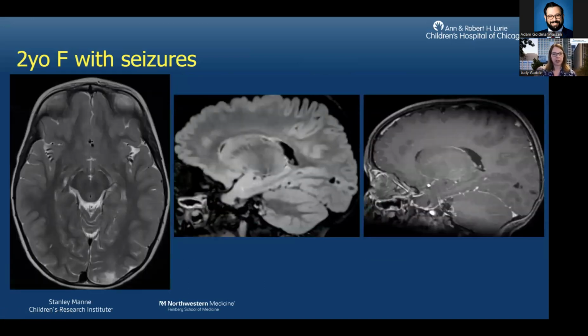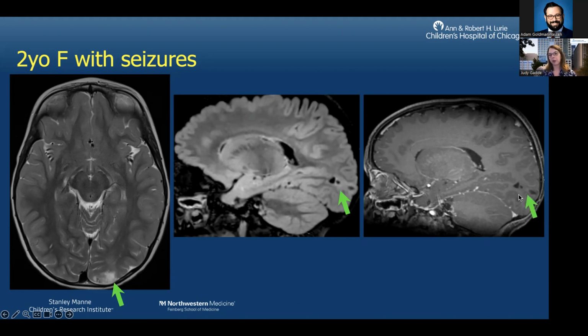And then this is another case. This was a 2-year-old female who presented with seizures. And here we can see this T2 hyperintensity involving the cortex and adjacent subcortical white matter in the left occipital lobe. In the middle here, this is a sagittal 3D T2 FLAIR, and we can see there's maybe a couple little actual cysts in this region, one adjacent to the occipital horn of the left lateral ventricle, and then we see some associated T2 FLAIR hyperintensity.